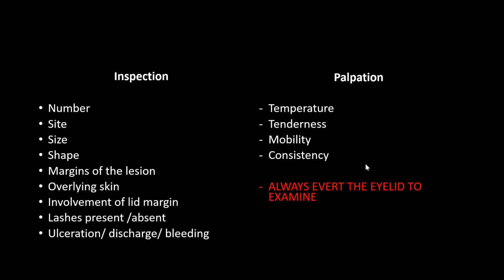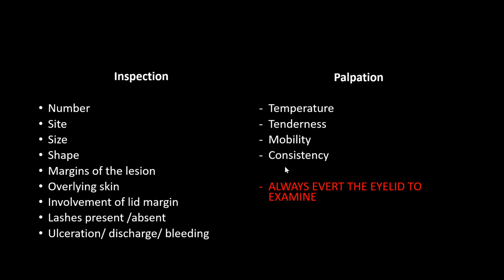Then whether the lashes are present or absent, because sometimes when the lid margin gets involved, all those structures are destroyed, the follicles are destroyed, and the lashes will fall off. That will actually be an acquired madarosis in a way. Then there can be ulceration, discharge, or bleeding, so you have to inspect for all of that. After that, when you palpate, you have to look for any rise in temperature or tenderness, because that will tell you if there's any inflammatory lesion.